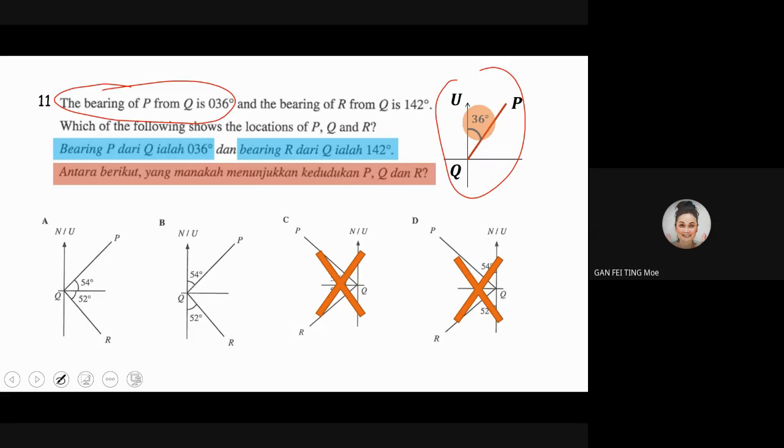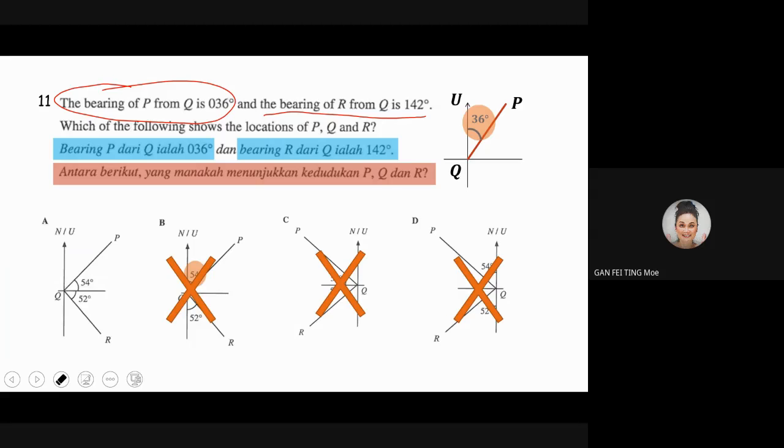Now you have A and B to choose from. You cannot choose just like that. You have to refer to the second part. The bearing of R from Q is 142. So where is your R? Okay, let me take away this one. Where's my R? Okay, this is also wrong. If I check the 36, the answer of B is 54, which is also wrong. Then that leaves your answer as A.